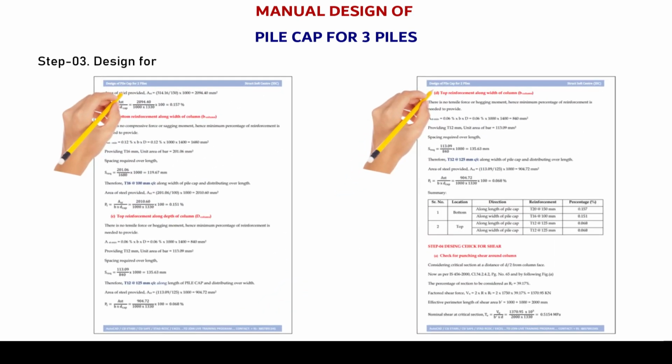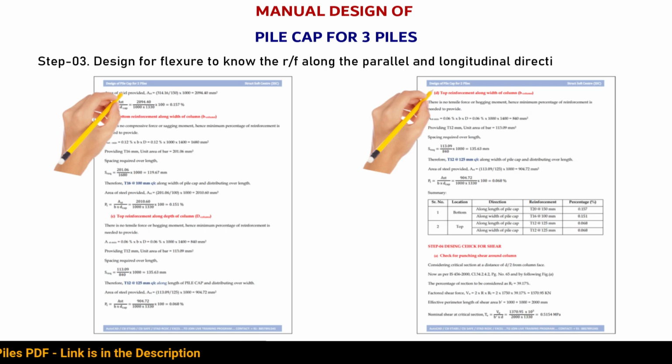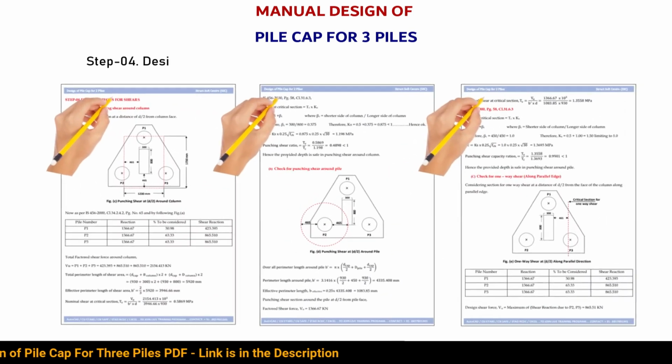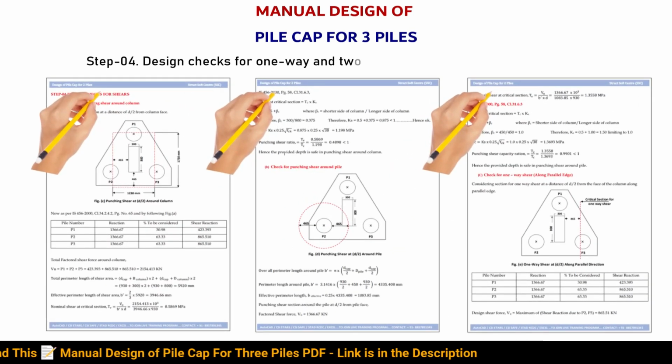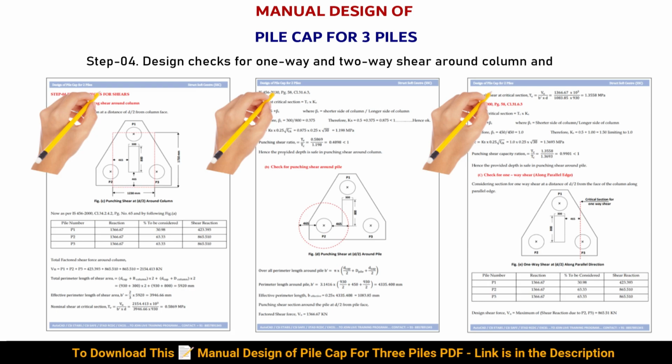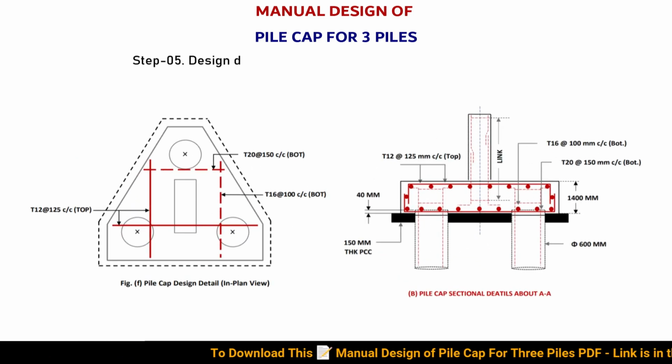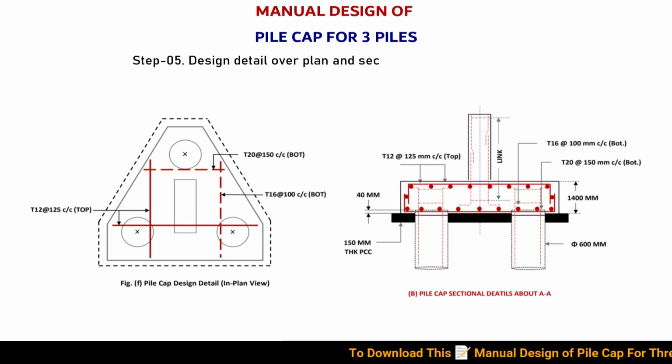In the third step we are going to do the design for the flexure to know the reinforcement along the parallel and longitudinal direction of the pile cap. In the fourth step, we are going to do design checks for the one-way and two-way shear around the column and piles. In the fifth step, we are going to do the design details of the reinforcement over the plan and sectional elevation of the pile cap.